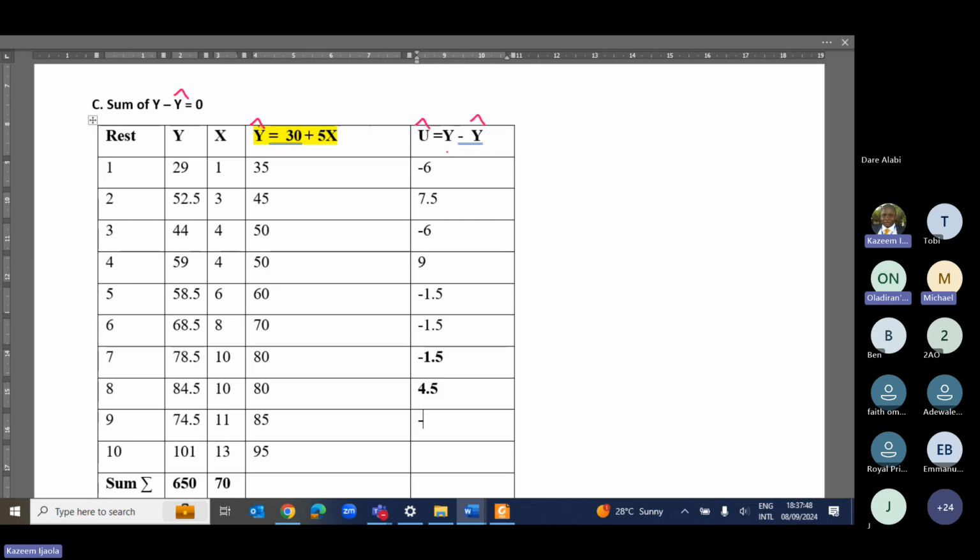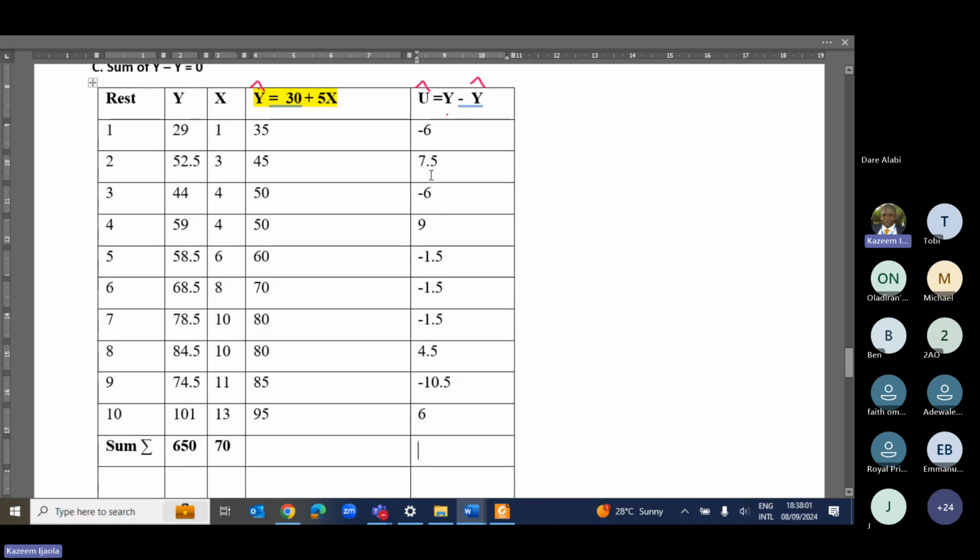This is minus 10.5. Yeah, and that's 6. So if you sum up all of this, you should get 0. Can we try it? Sum up all of this, I will get 0.